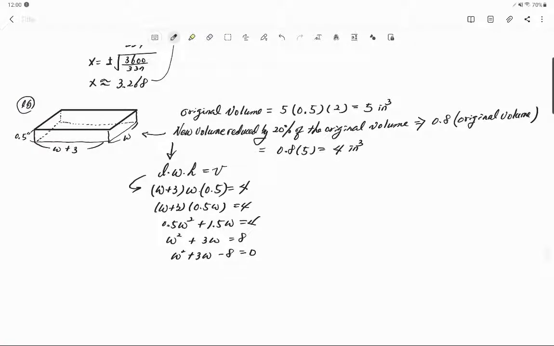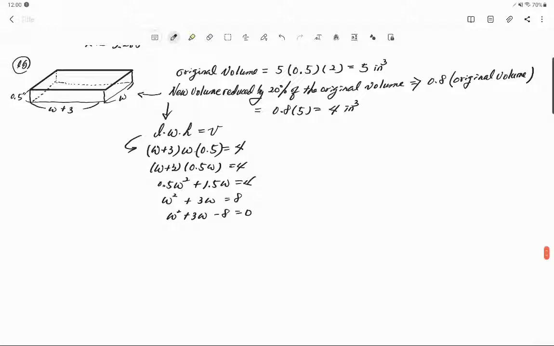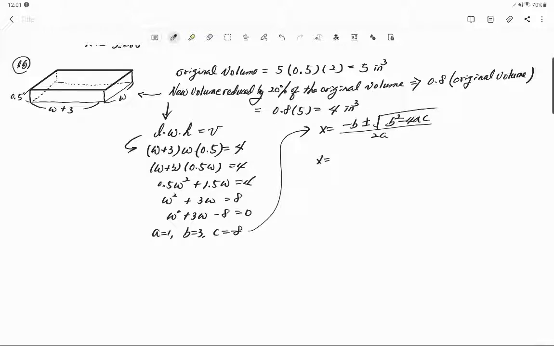From this equation, you can use factoring, but factoring is not working. Or you can use the quadratic formula, or the completing the square method. So in that case, why don't we just use the quadratic formula? The quadratic formula is x equals negative b plus or minus square root of b squared minus 4ac over 2a. In this case, A equals 1, B equals 3, C equals negative 8. So let's plug in the a, b, c values.